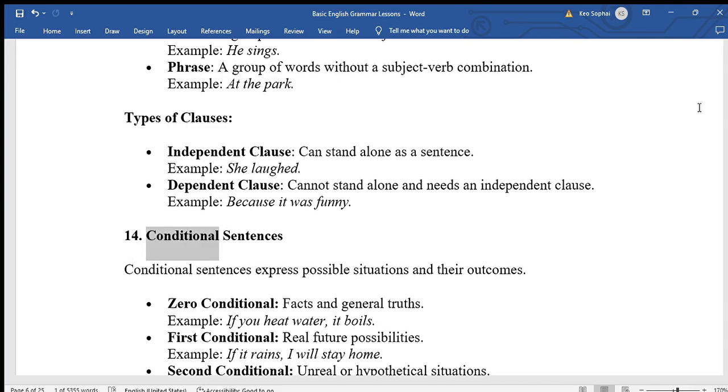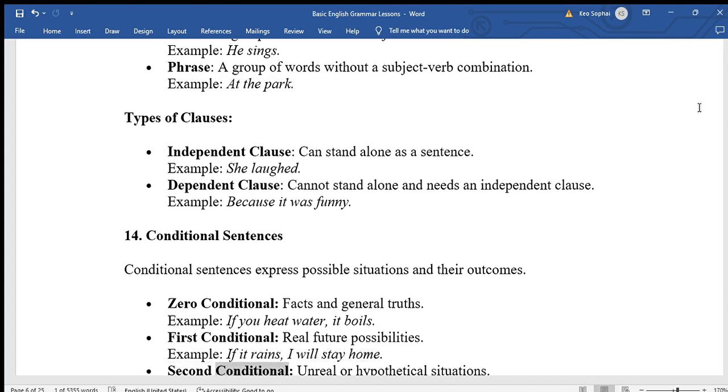14. Conditional sentences. Conditional sentences express possible situations and their outcomes. Zero conditional, facts and general truths. Example, if you heat water, it boils. First conditional, real future possibilities. Example, if it rains, I will stay home.